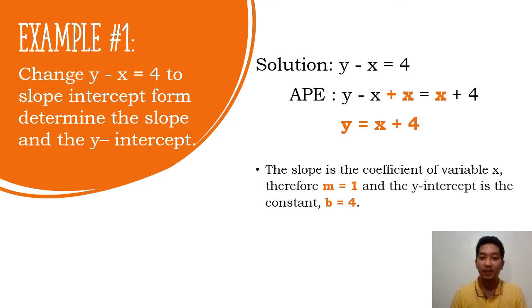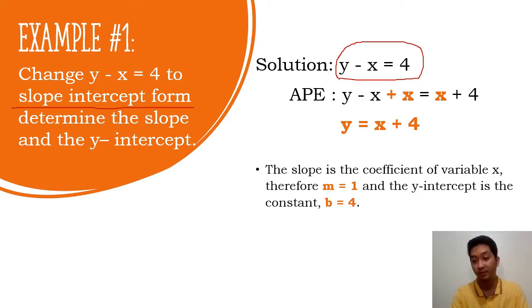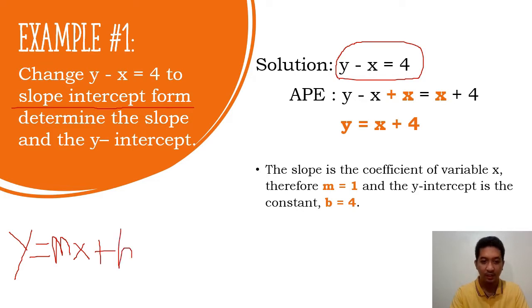So we are given the equation. Let me show you. This is the equation y minus x equals 4. And we are asked to change it to the slope-intercept form. As we remember, ano ba ang slope-intercept form? It is in the form of y equals mx plus b. So from y minus x equals 4, we have to make it y equals mx plus b. So how do we do it? We apply the APE and MPE if possible.